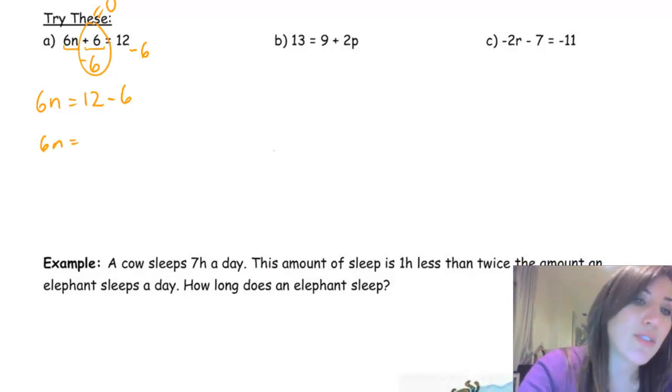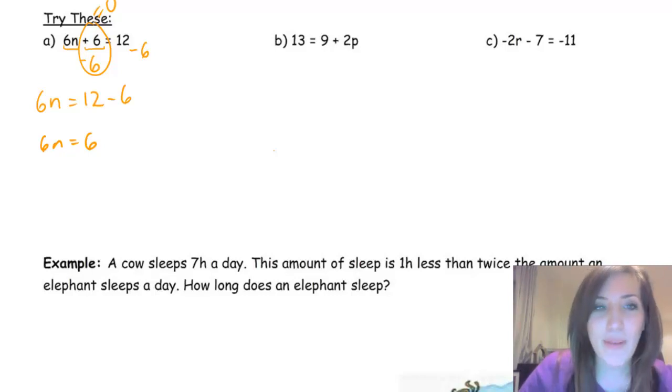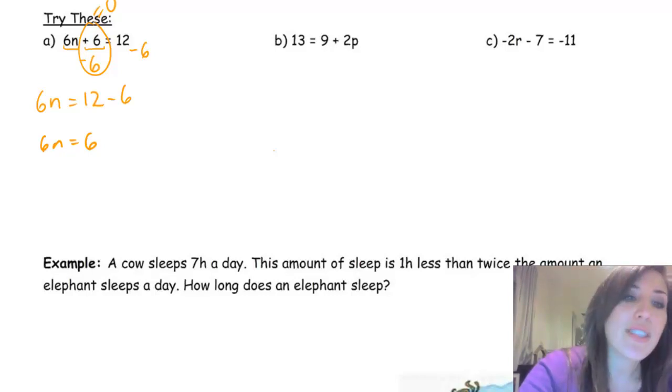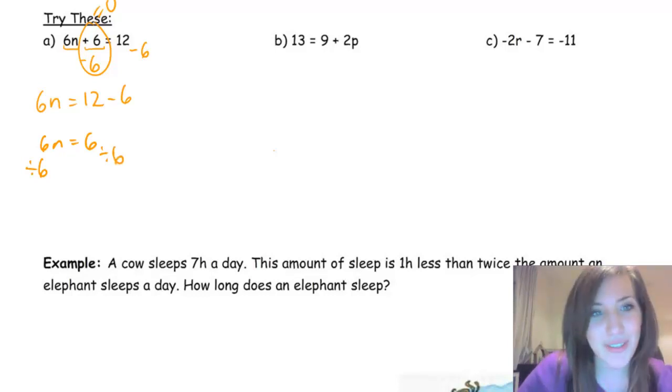So let's solve this. 6n equals 12 minus 6, which is 6. That's a lot of saying sixes. Okay, so we have n next to a 6. We want to get n all by himself. So right now 6 is multiplied by n. We can get rid of that by doing the opposite, which is division. Now if I divide one side, I have to also divide the other side.